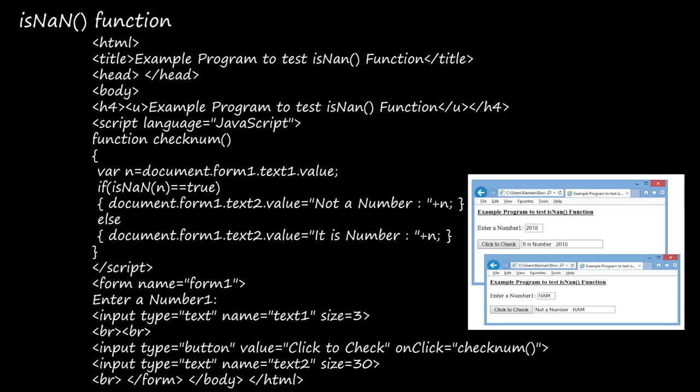Function check num of is there, right? It will just execute that function, and after that again input text, input type is equal to text. So you'll get a box, and name is equal to text2, size is equal to 30. So it will include 30 number of letters or number of numbers there, right? And then at last br tag, we have closed the form tag, we have closed the body tag, br slash form slash body slash html. So we have closed this html tag here, right? I hope you are clear with this NAN of function.